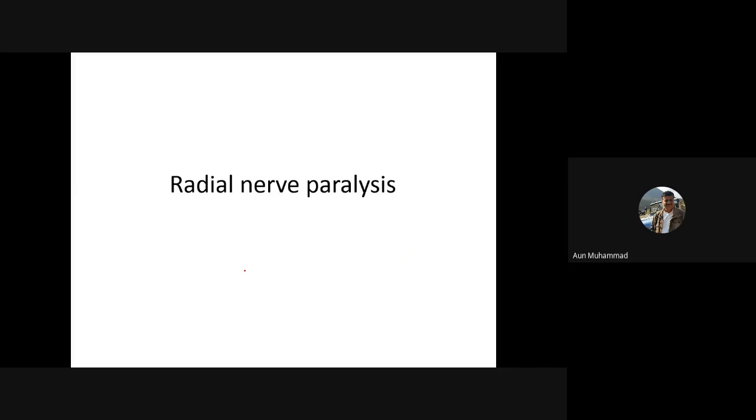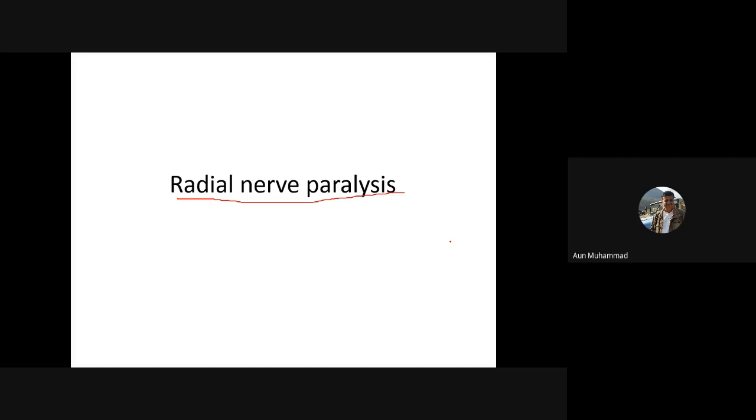So this is another condition which is called radial nerve paralysis, and this sort of problem has also been observed in field practice. So the radial nerve is the biggest nerve, the main nerve of the brachial plexus, and the radial nerve comes from the brachial plexus. It is innervating all the extensor muscles of the forelimb.